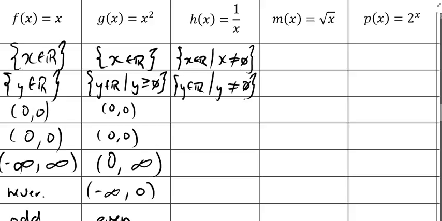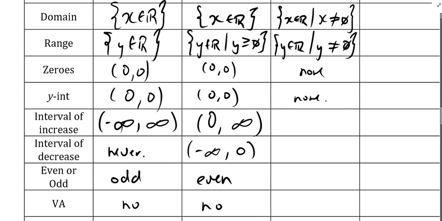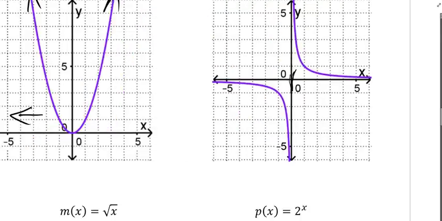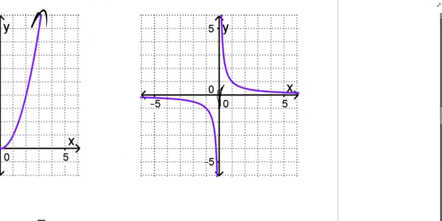The parent function, if I transform it, certainly can have x-intercepts and y-intercepts. But the parent function actually doesn't have any. It never crosses the axis. Interval of increase. We don't have a lot of time, but I want you to think about this and try to answer it yourself. What's the interval of increase? What's the interval of decrease?